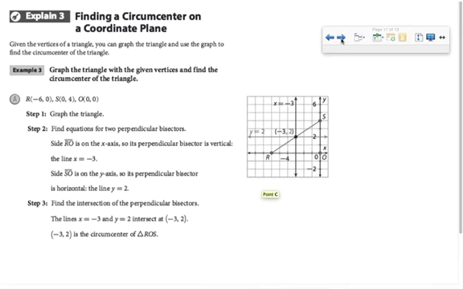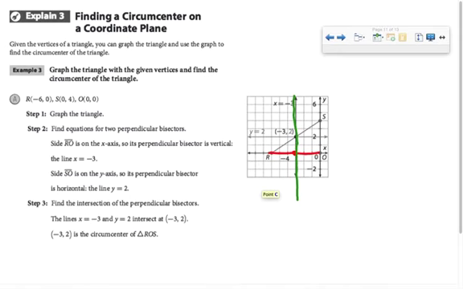In step 1, they graphed the triangle. In step 2, they found the equations for the two perpendicular bisectors. And here's segment RO, and notice that it is 6 units long. So halfway would be 3, there's my midpoint. And since RO is a horizontal segment, I hope that you'd realize a line perpendicular to it would be a vertical line. So that's this line.